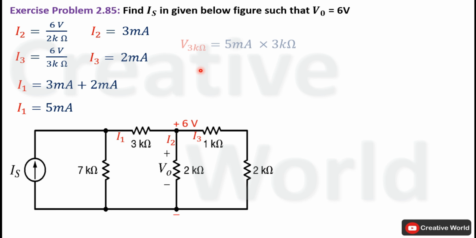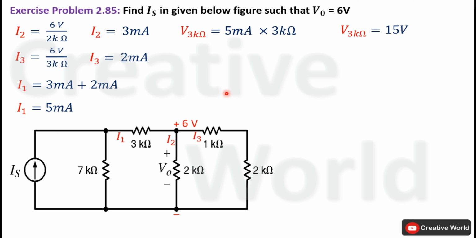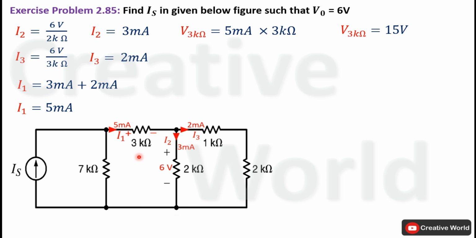So voltage equation for this 3 kilo ohm resistance will be the product of 5 milliampere and 3 kilo ohm. Their product will be 15 volt only. So 15 volt will be appearing across this 3 kilo ohm resistance. Modify the circuit by indicating all calculated currents along with their directions.